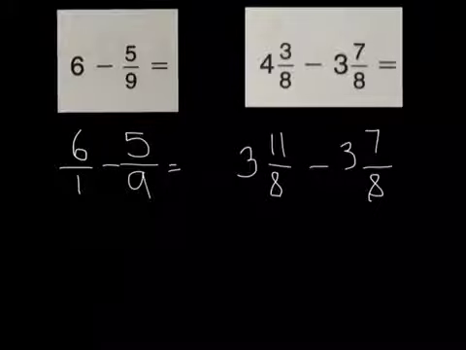Okay, for the second one, we just simply subtract the whole numbers first, and we have 0, right? 3 minus 3 is 0. And then 11 minus 7 gives us 4. So your answer should be 4 eighths. There you have it.